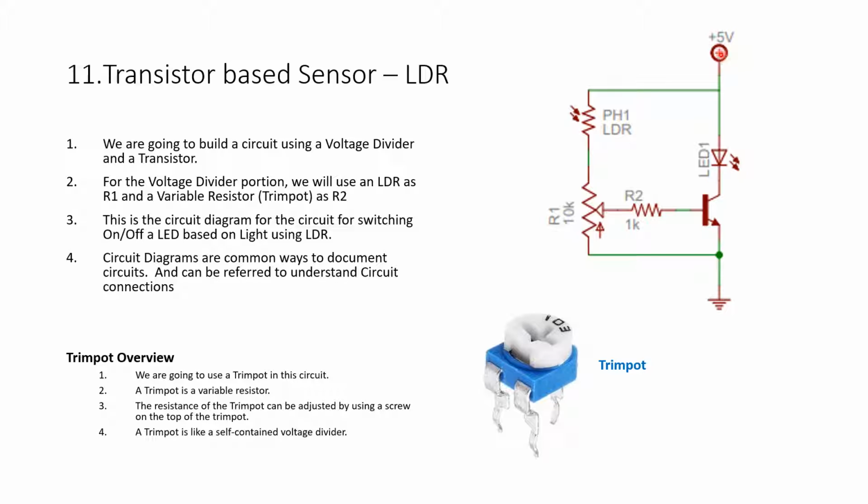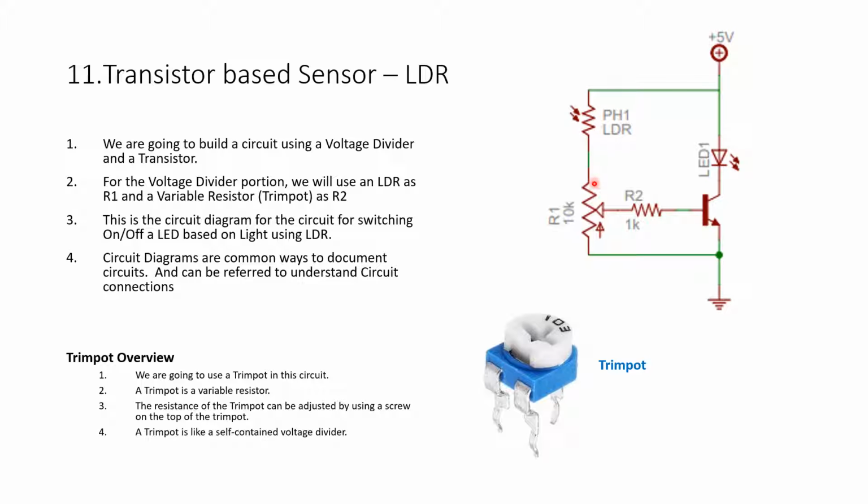This is a very common way of documenting circuits and sharing circuits. So there is a plus 5 volt here, ground here. There is an LED which is being connected. The positive of the LED is connected to the plus 5 volt. The negative is connected here. From the negative, we take a line and it goes to the collector of the transistor. Here is a transistor, and from the emitter of the transistor we connect to ground, and then from the positive we connect the LDR.